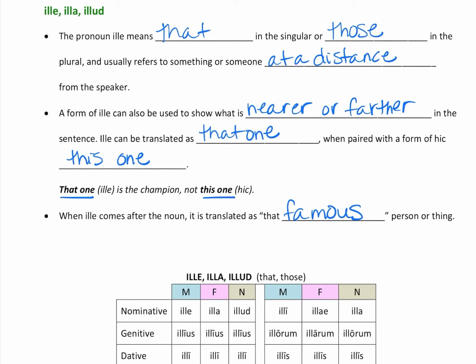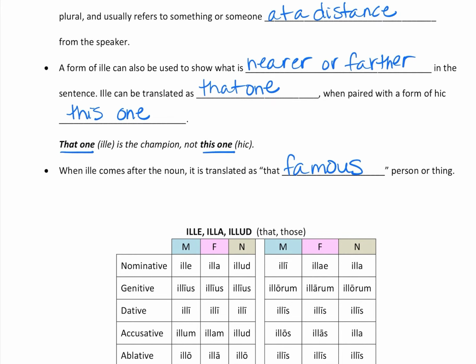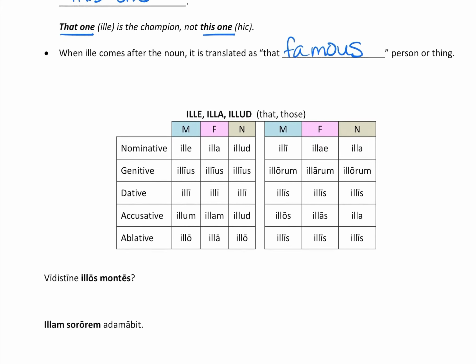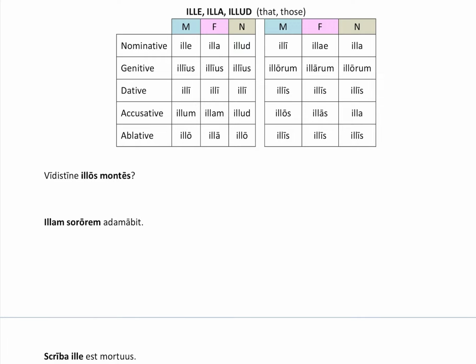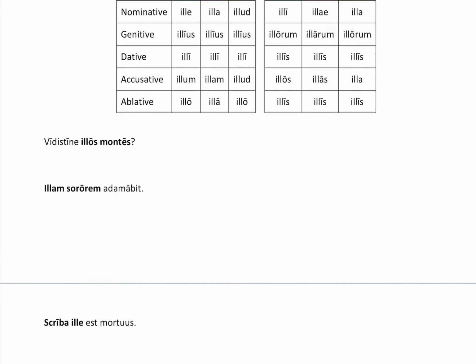Keep that one in mind. You're not going to see it very often, but you will see it when it comes after the noun. Because remember, they usually come before. Demonstrative pronouns usually come before the noun. When it comes after the noun, it means that famous person or thing. So here's your chart. You can fill it in now or fill it in later. Let's take a look at a couple of these sentences.